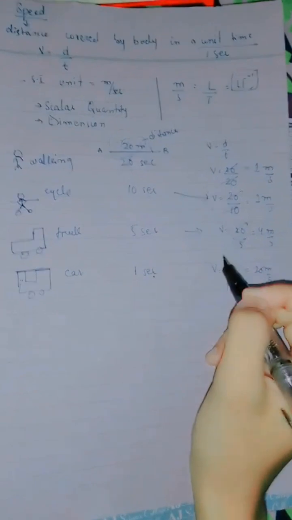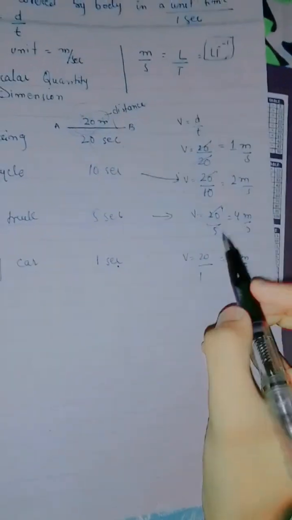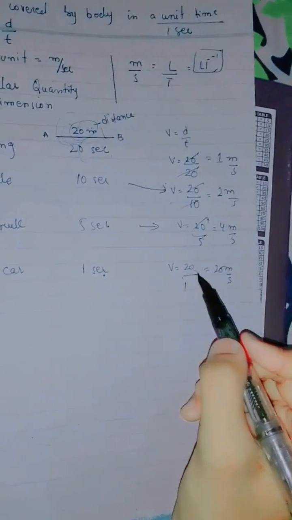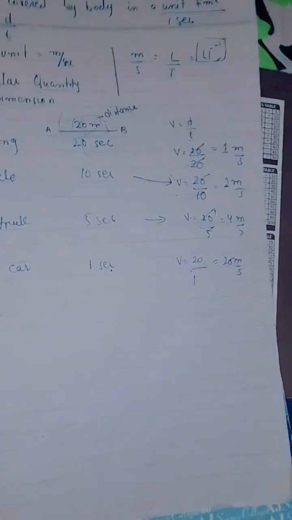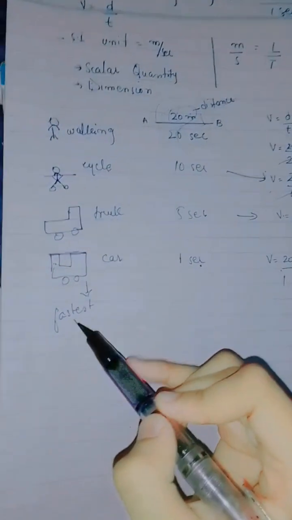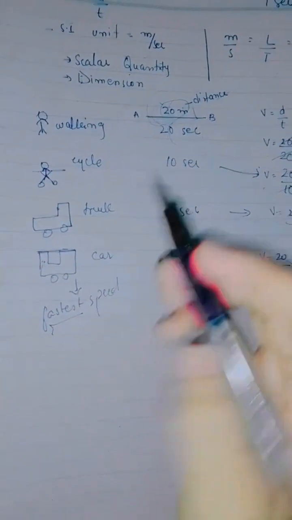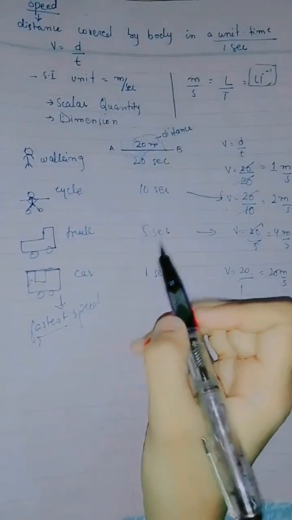Now if you want to know which of these four objects has the fastest speed, the car has the fastest speed, because the car person traveled 20 meter in 1 second. The others covered 4 meter, 2 meter, 1 meter, but the car person covered 20 meter in 1 second. So from all of these, the car has the fastest speed. That is how we calculate the speed.